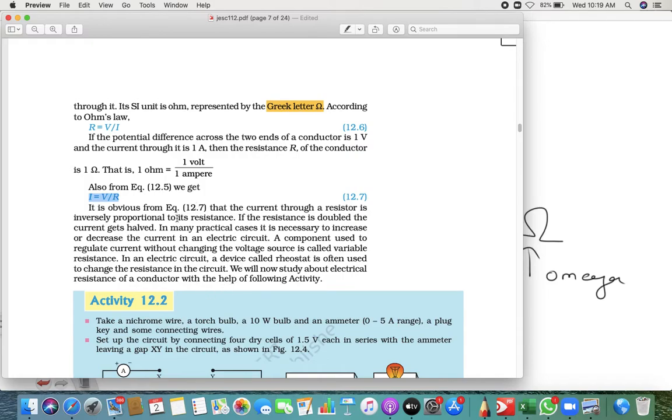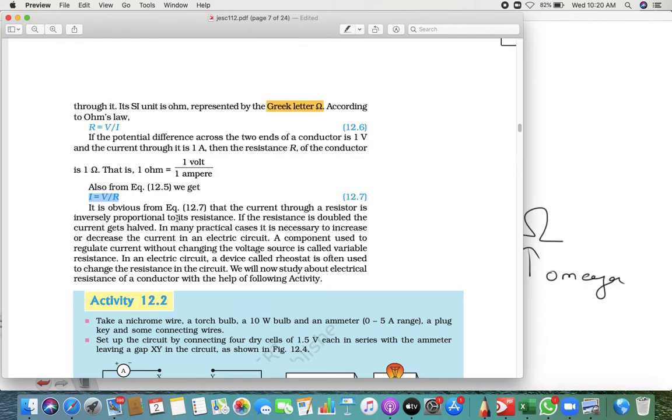As they are inversely proportional, if one is doubled, the other will be half. So understand this very small thing about what I was talking.